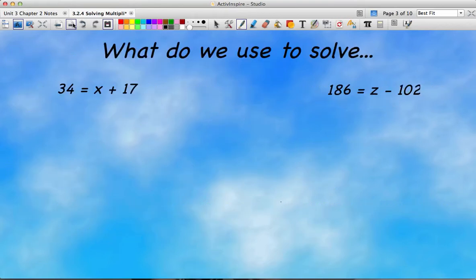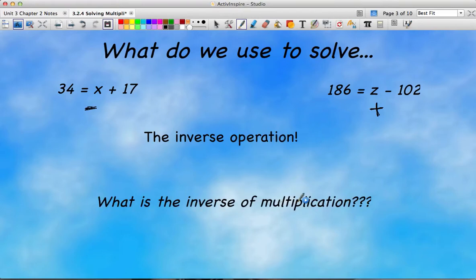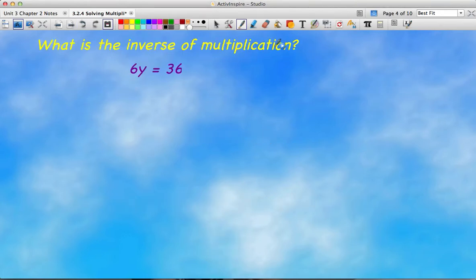Alright, so we've already talked about solving addition and subtraction equations, and we know that to solve the addition equation we used subtraction, and to solve the subtraction equation we used addition. And we know that these operations are called the inverse operations. This is going to be true with all equations. We're going to use the inverse operation to solve. So if we're working with multiplication equations, what's the inverse of multiplication? Division. So division is going to help us solve these multiplication equations.